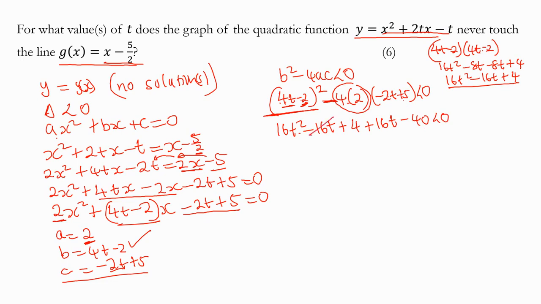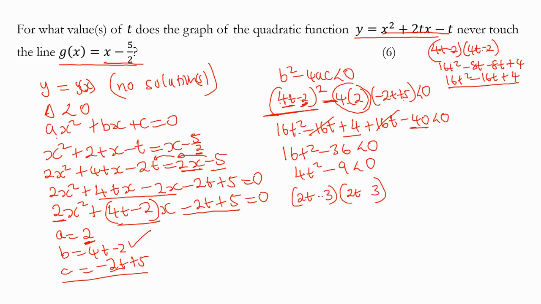Then negative 16t plus 16t is 0. Then 4 minus 40 is negative 36. So you have 16t squared minus 36 less than 0. We can divide everything by 4, and it becomes 4t squared minus 9 less than 0. And then we have a difference of two squares. We have our two brackets. The square root of 4t squared is 2t. The square root of 9 is 3. So it's 2t minus 3 and 2t plus 3, less than 0.